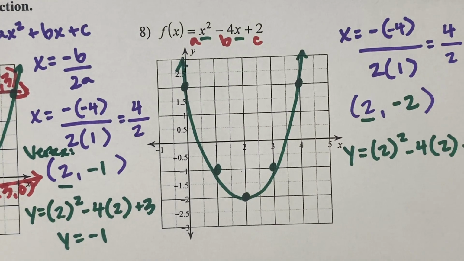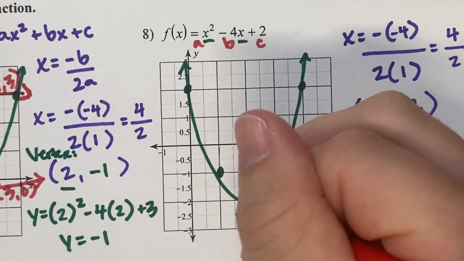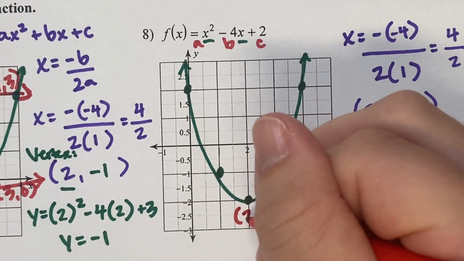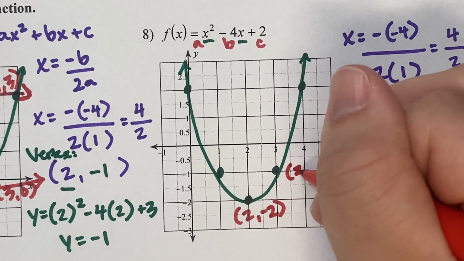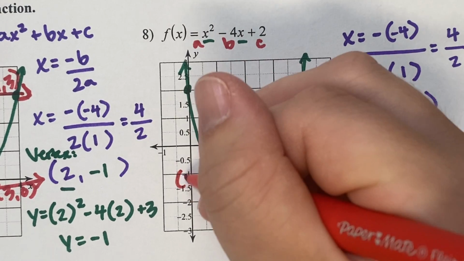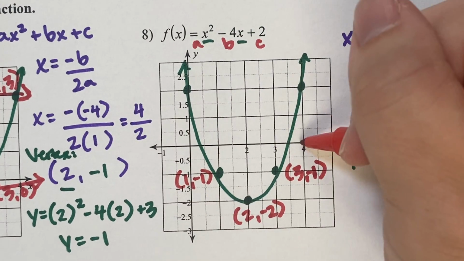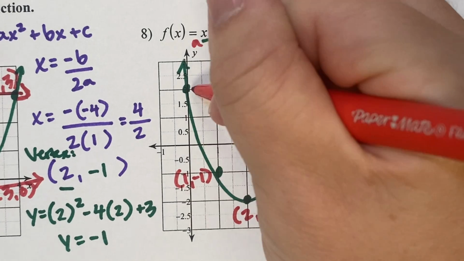Okay, there is the graph for our original function. Let's put our coordinate points so we can switch them. This one is our vertex, 2, negative 2. This one is 3, negative 1. This one's 1, negative 1. This one is 4, comma 2. And this one is 0, comma 2.